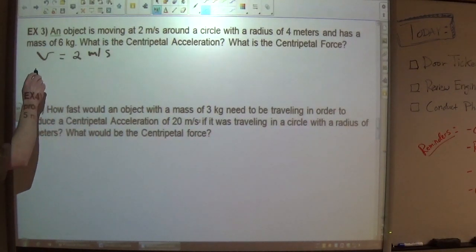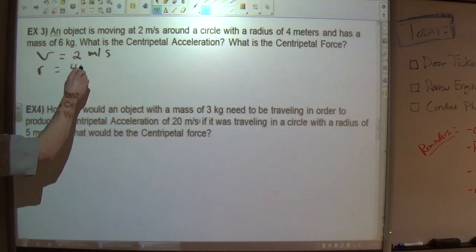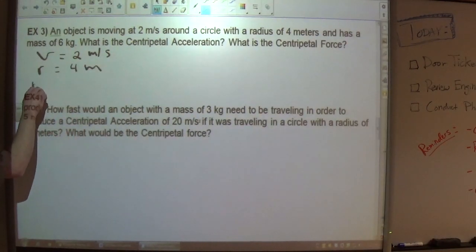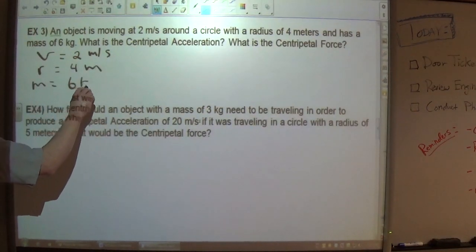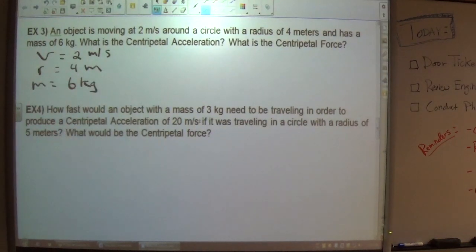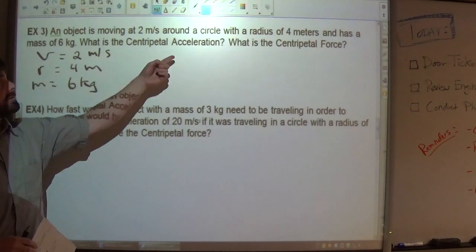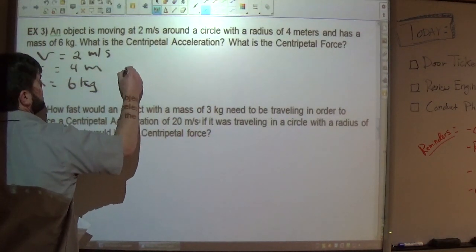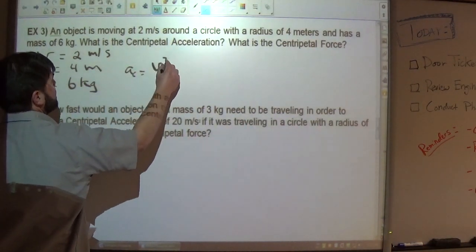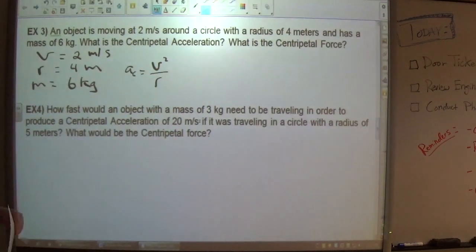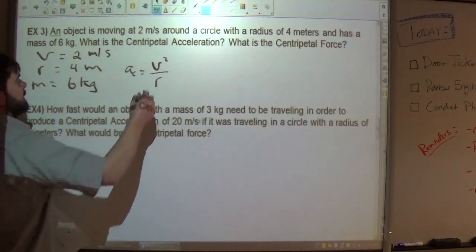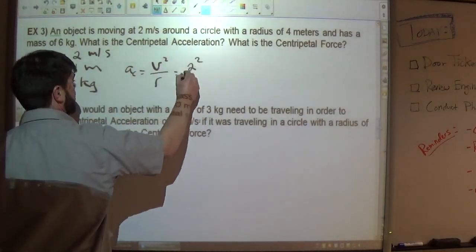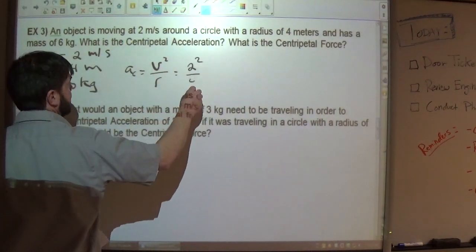They give us a radius equal to 4 meters, and they give us a mass equal to 6 kilograms. So the first thing they ask us to solve for is the centripetal acceleration. So centripetal acceleration is equal to v squared over r. This is our equation from up above. We simply only need 2 things here. You're going to plug in the 2, squared, and we're going to divide by the radius r.